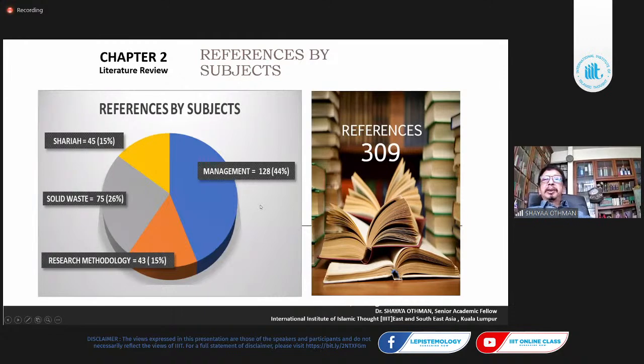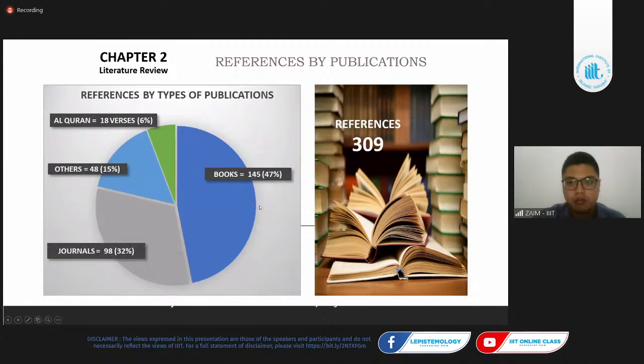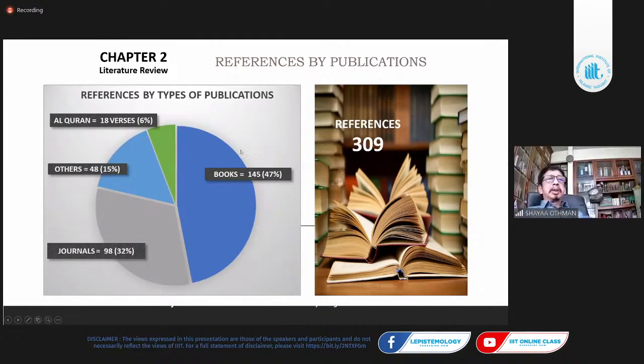Okay. Same thing if we talk about our type of publication, Al-Quran. Why do I refer to Al-Quran? Because we need to refer to Al-Quran. The reason behind it is that Al-Quran is the mother of all knowledge. You see, from here, that is revealed knowledge, then you can develop from there into other areas.